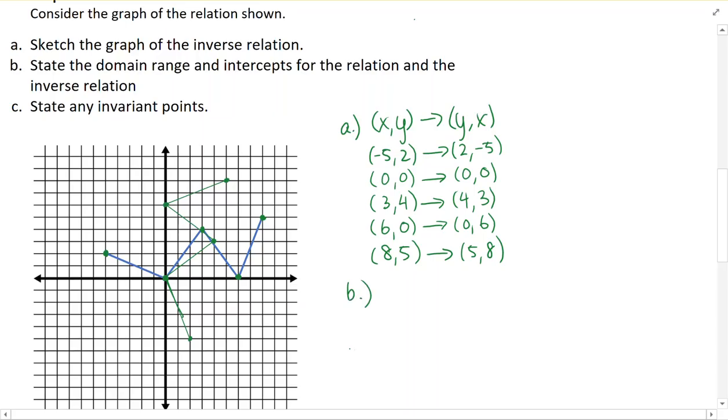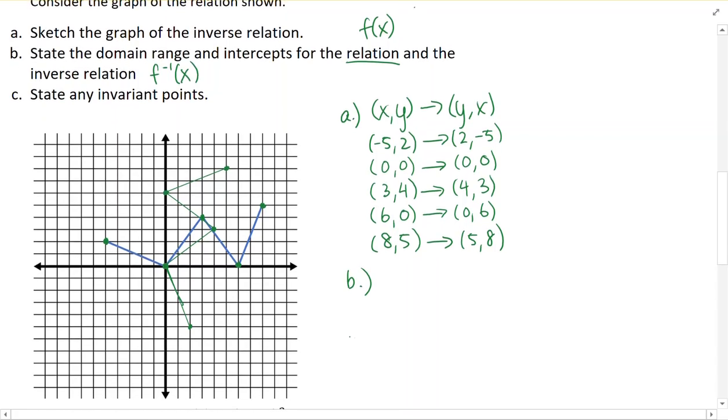So the domain and range, when we talk about the relation here, this is basically just talking about that original function. You could think of it as f of x. In this case, that's that blue graph, whereas the inverse relation is that f negative 1 of x. So for the domain, looking at our f of x first, all the possible x values go from -5, all the way on this side here, up to here, which is 8. So it goes from -5 up to 8.